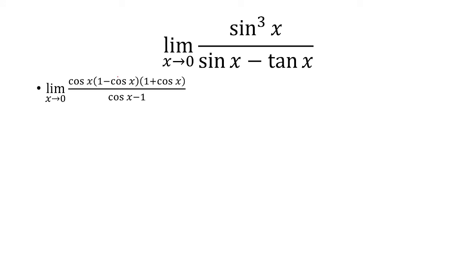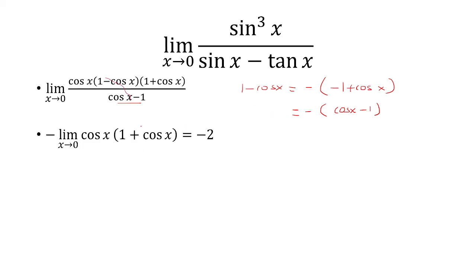Okay, now 1 minus cosine, if I factor out a negative, that is negative 1 plus cosine. Or in other words, negative and then a cosine minus 1. That's exactly this except the opposite. So these are going to cancel and we're going to be left with a negative. So this negative I just factored out in front.